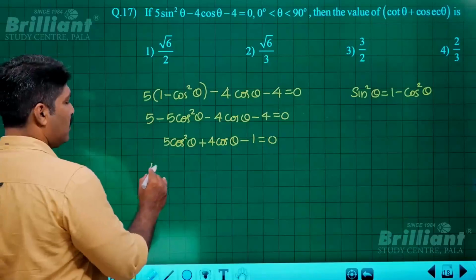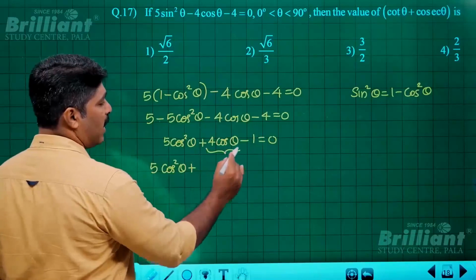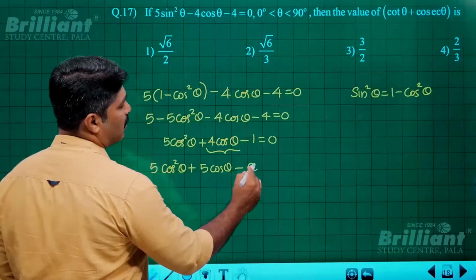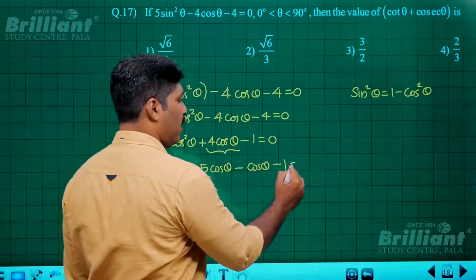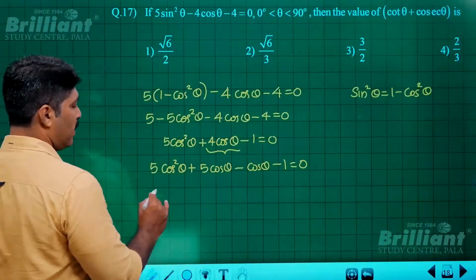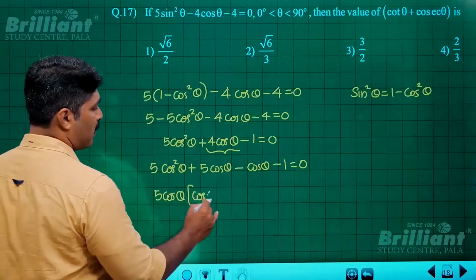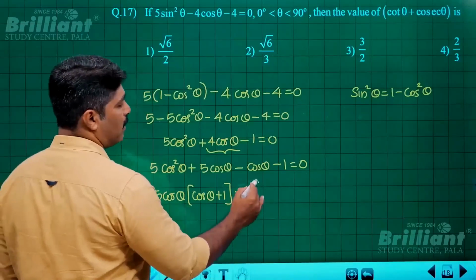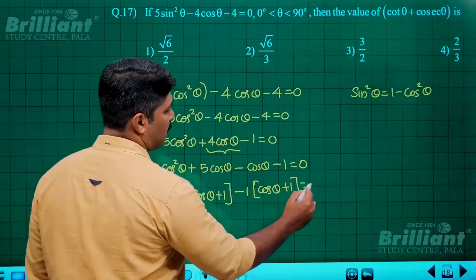So for that purpose, I just rearrange this quadratic again. This 4 cos theta, I am splitting it as 5 cos theta minus 1 cos theta. So that will be equal to this 4 cos theta. Then again this minus 1 equal to 0. From the first two terms, what we can take as common? So here we can take 5 cos theta as common. So then this will become cos theta plus 1. And minus, we can take 1 as common. So then here the inside terms are cos theta plus 1 is equal to 0.